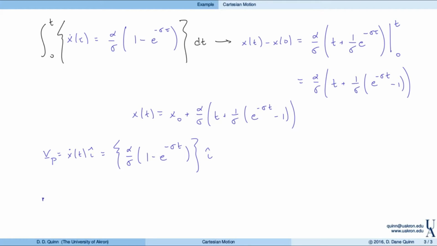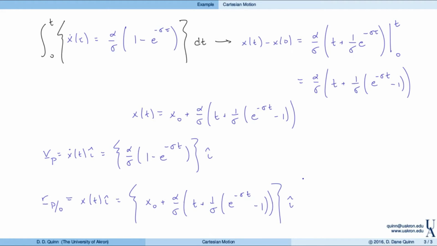And also then the position r of p with respect to O is equal to, well, x of t in the I direction, which is from here, x naught plus alpha over sigma times t plus 1 over sigma e to the minus sigma t minus 1, close those, in the I direction.